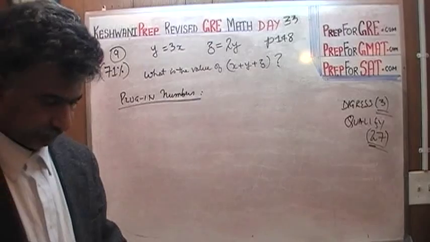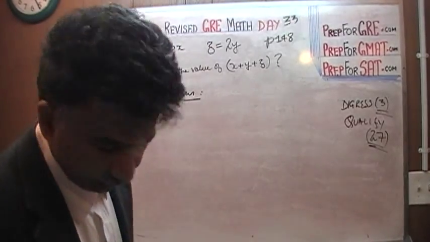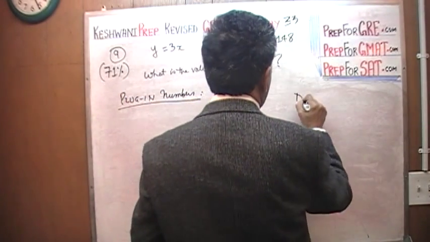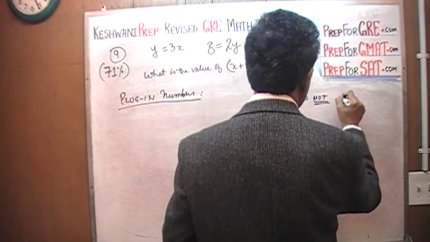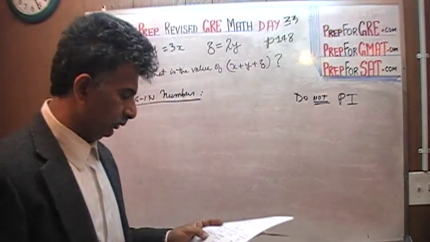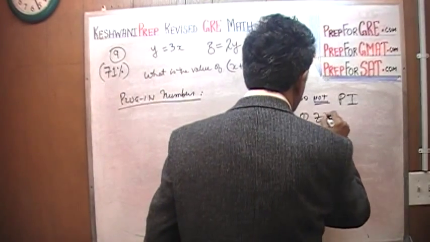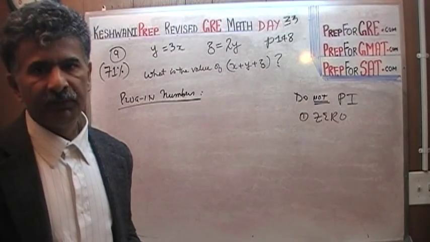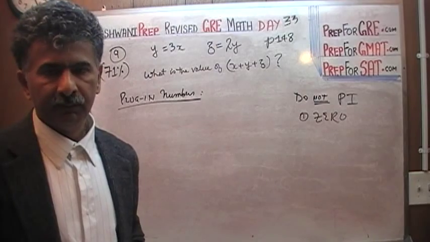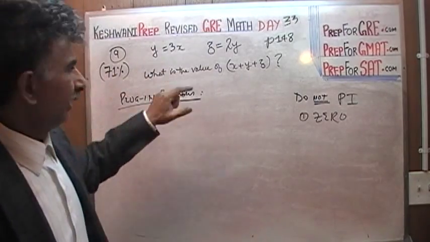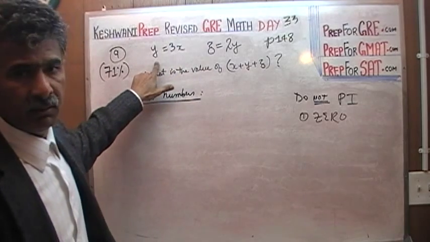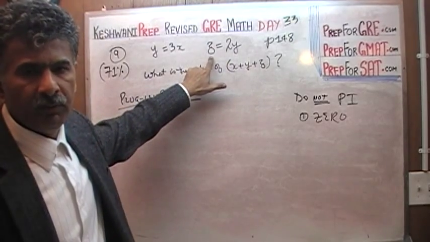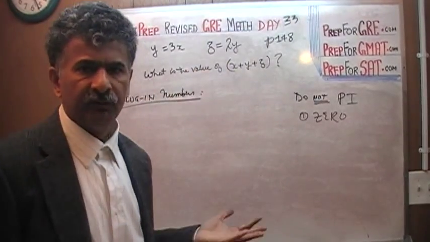But when you're plugging in, there are some things you have to keep in mind. I'm going to put them here. Do not plug in, PI stands for plug in. Do not plug in 0. When you're using a plugging in technique, do not plug in 0, for the obvious reason, because 0 obliterates everything. 0 destroys everything. For example, if you were to plug in 0 for x, what would y be? Y would also be 0. And if y is 0, then what would z be? Z will also be 0. And this whole problem will cease to exist.